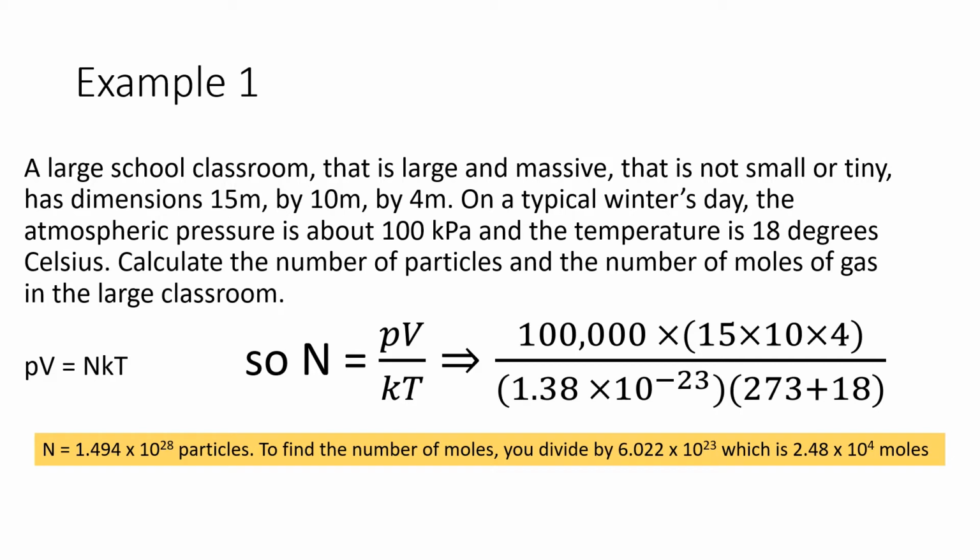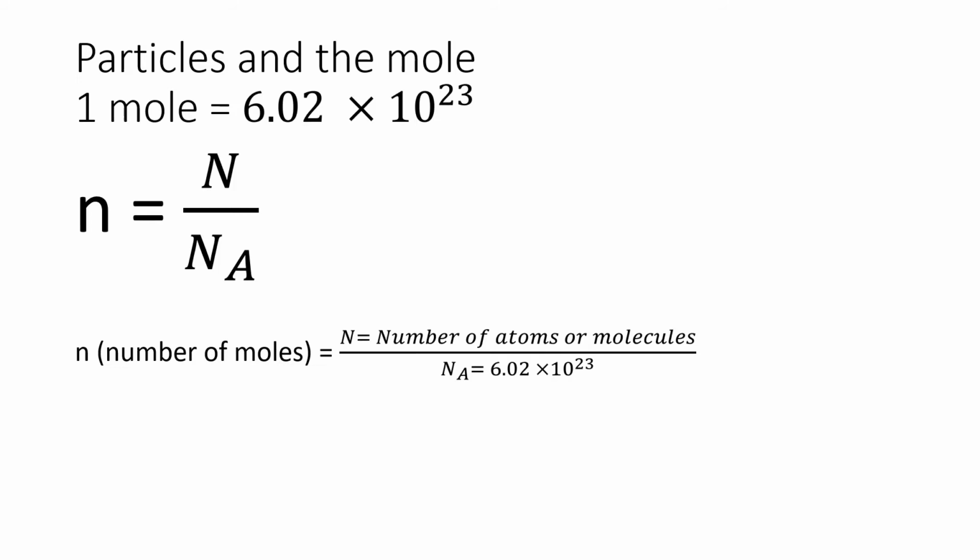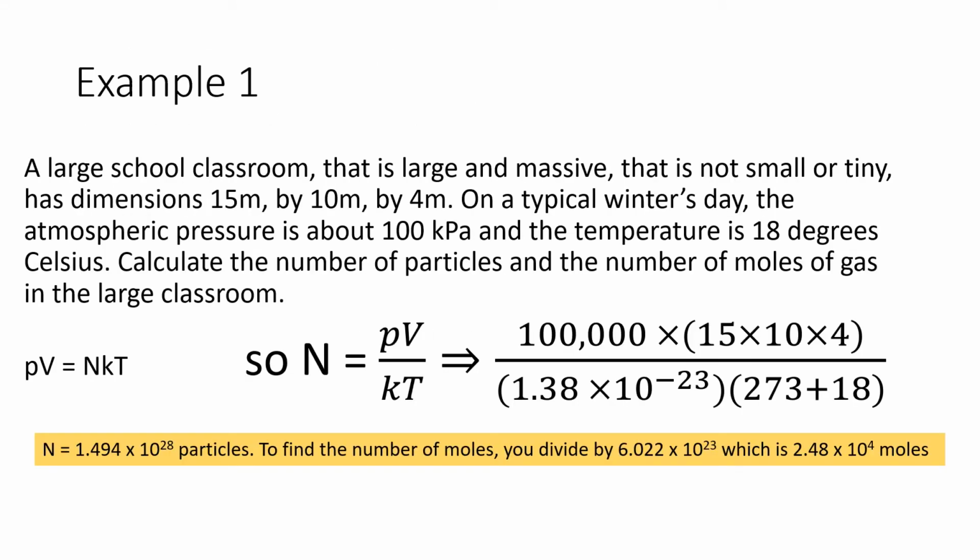So you know the pressure is 100,000 pascals because a kilopascal is 1,000 pascals, times the volume, which is 15 times 10 times 4, divided by k, Boltzmann's constant, 1.38 times 10 to the minus 23. And remember, you have to convert the Celsius into Kelvin, so you add 273. Once you put all that into a calculator, you should get N as 1.494 times 10 to the 28 particles. Then to find the number of moles, you divide by 6.022 times 10 to the 23, and you should get 2.48 times 10 to the 4 moles.